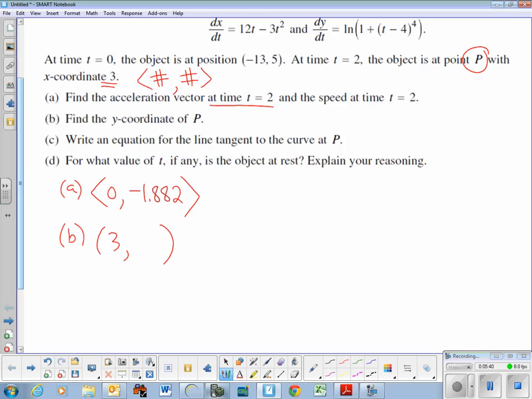When I start out, my y coordinate is 5. So at time 0, my y coordinate is 5. That's from right here. And how much did I change in the y direction? Well, I changed the integral from 0 to 2, because of time 0 to time 2, the integral of the velocity.